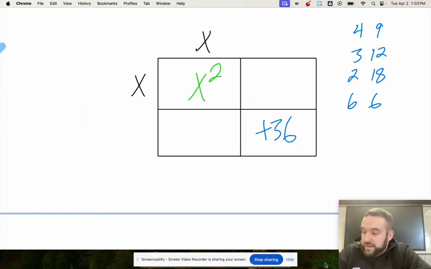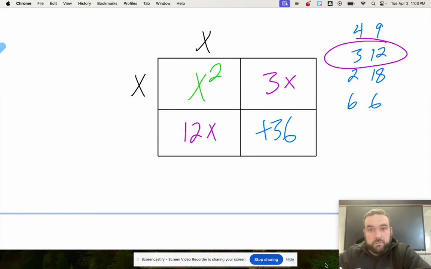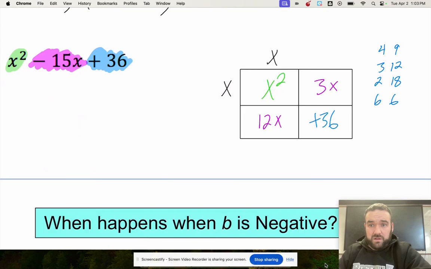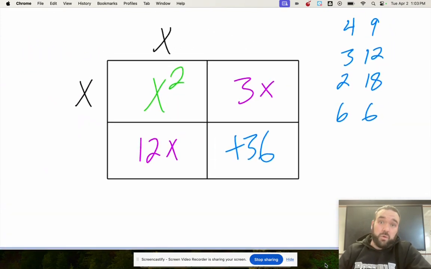I could make positive 15x if this was 3x and 12x. And that is a possibility based on the factors of 36. But because I want a negative 15x, understand that there's more than one way to find factors of 36. One of them is not only using two positive numbers, but I could also use both negative numbers. So -4 and -9 multiplied together still give me positive 36 that I have in the lower right-hand corner. I could go -3 and -12, -2 and -18, and so on.